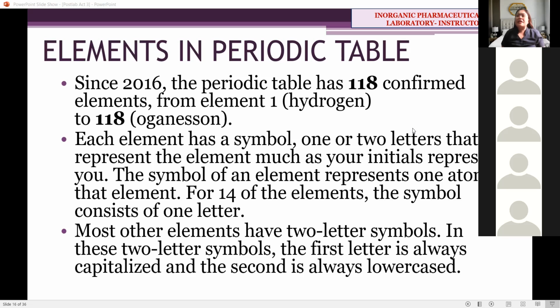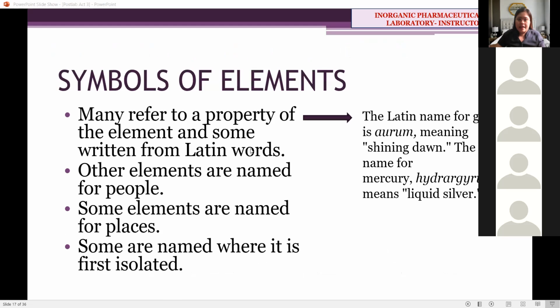Okay? Now, how do we write the symbol of the element? The first letter is always in capital. Again, the first letter is always in capital, and then the second is always lower case. Okay, so how do we determine the symbols of our elements? The first one here, many refer to a property of the element and some are written from Latin words. So tagaan ta mog example.